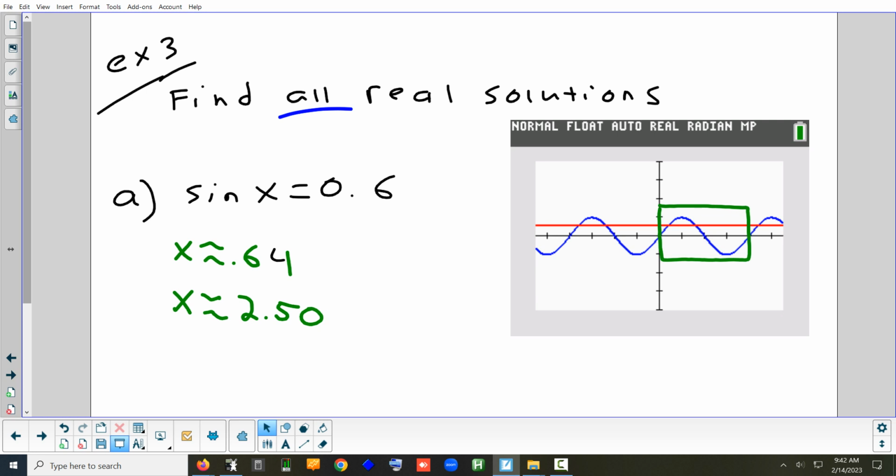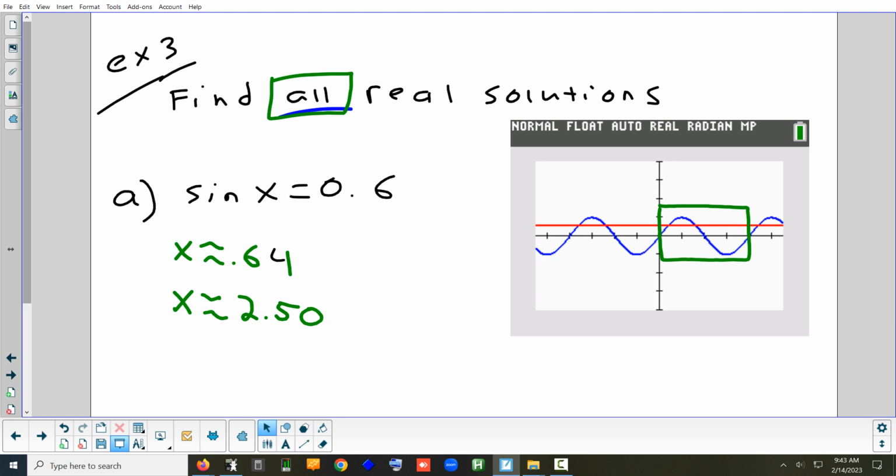Now, if you write that, you have not answered this. You've told me two answers to the problem. But what do I have to put on the end of each one of these to represent all the solutions? Start with being very general. You don't have to say anything specific in terms of a number here.